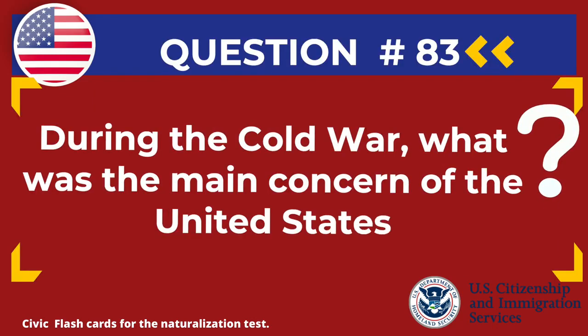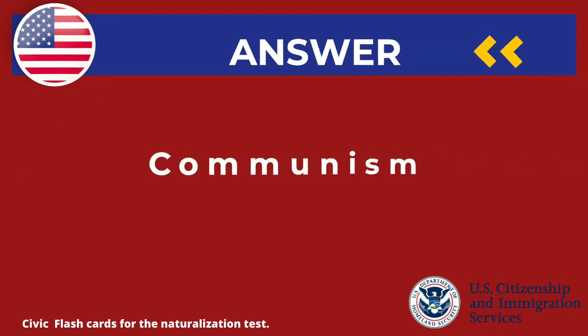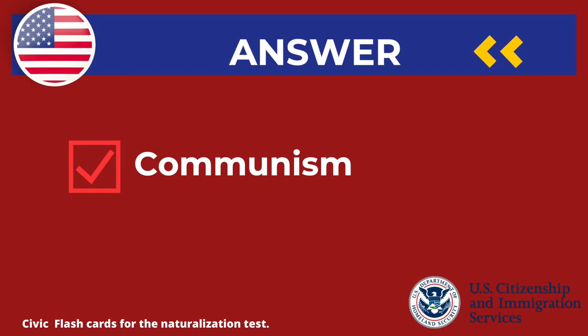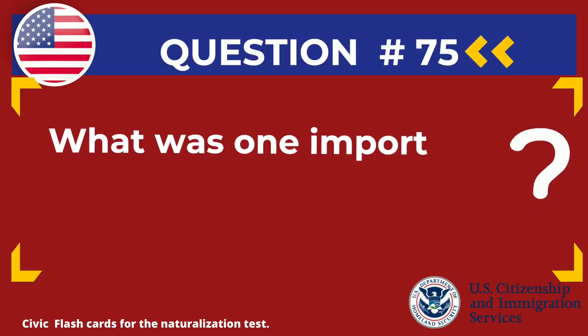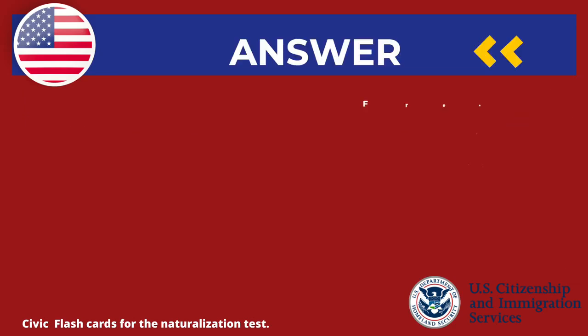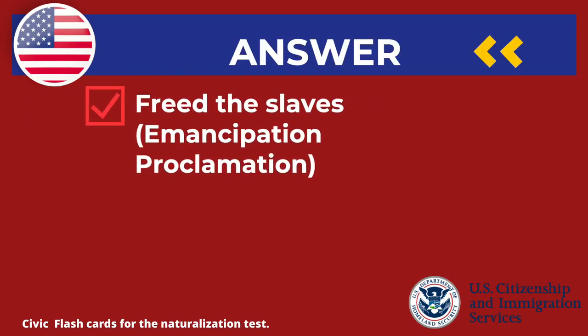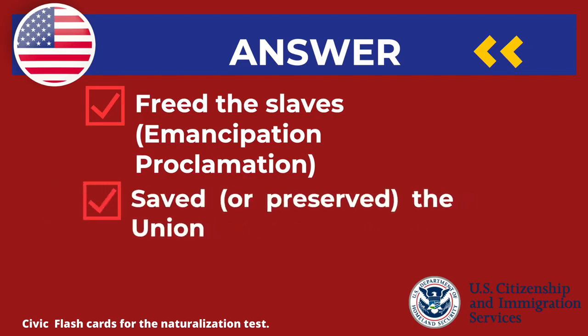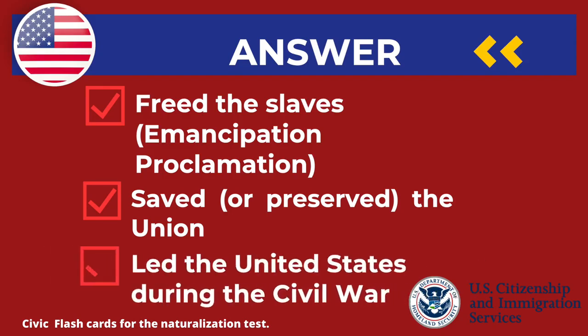During the Cold War, what was the main concern of the United States? Communism. What was one important thing that Abraham Lincoln did? Freed the slaves. Emancipation Proclamation. Saved or preserved the Union. Led the United States during the Civil War.